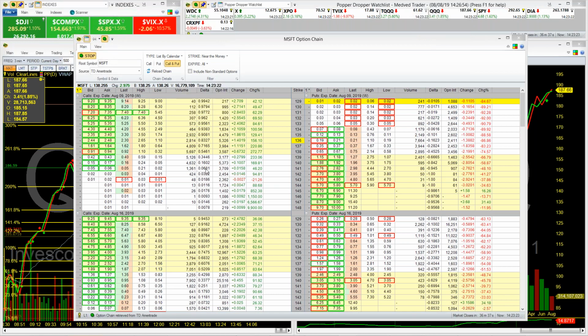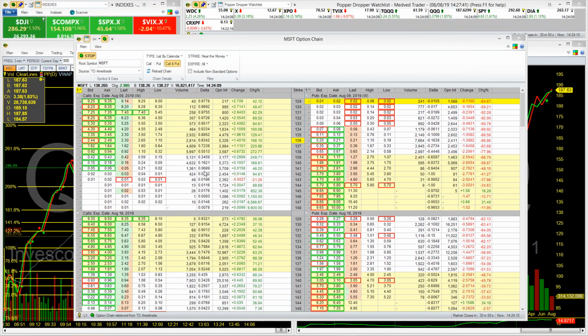But there's a very low probability that that is going to actually happen. And you can use the delta as a probability, kind of figuring out the probability of if it's going to expire worthless or in the money. Options that have a really low delta, 0.1 or less, have a very low probability of being worth something. 90 plus percent chance that it's going to expire worthless.